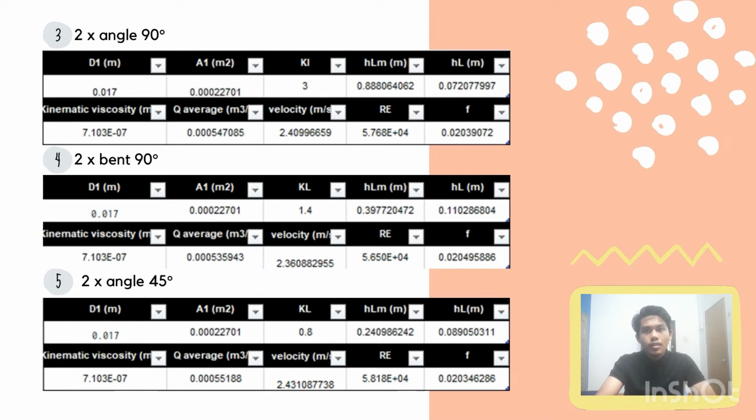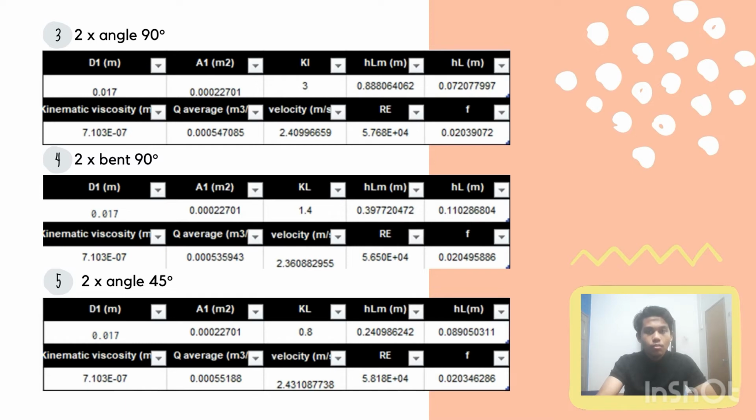So for the angle 90, the loss coefficient is 1.5, but it has 2, so the loss coefficient needs to be times 2, so 1.5 times 2 equals 3. And then for the rest, we calculate as before. For the second component, we use 2 times bend 90. The calculation and steps are the same, but the loss coefficient for this component is 0.7, but it needs to be times 2, so the loss coefficient is 1.4.